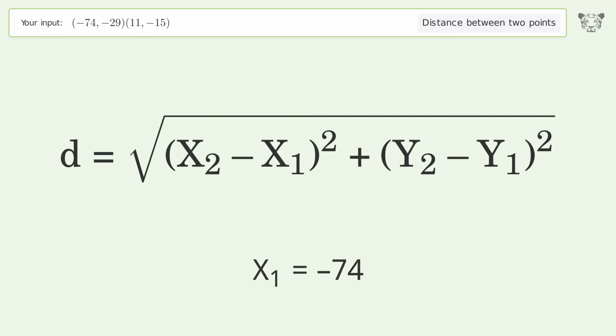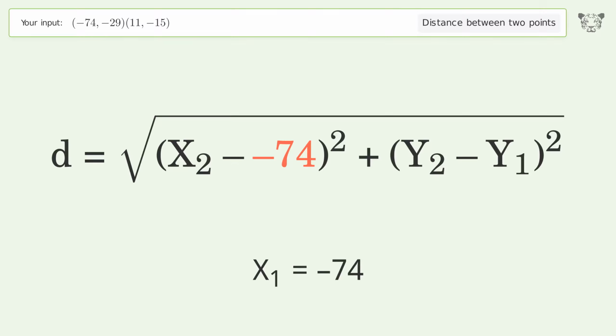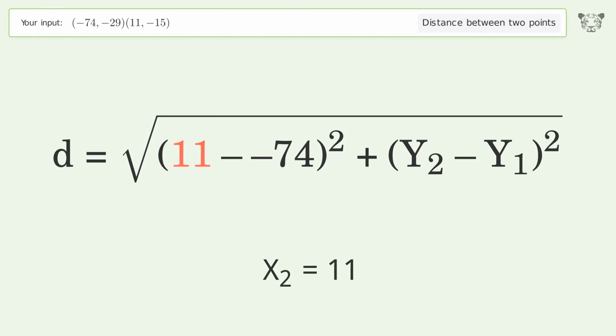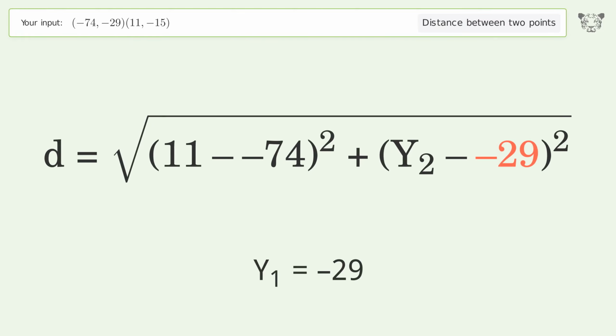x1 equals -74. x2 equals 11. y1 equals -29. y2 equals -15.